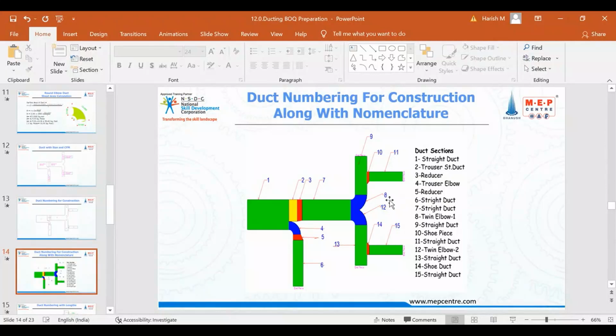Okay, 8. 9 straight duct. 10 reducer again, shoe collar which is 10. 11 is a straight duct. 12 is a twin elbow lo elbow second undi. 13 straight duct. 14 is a shoe piece and 15 is a straight duct.